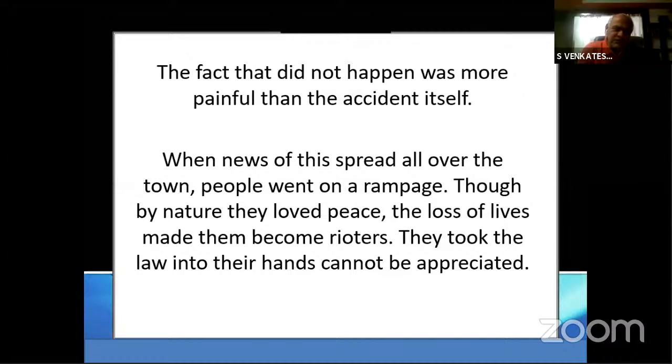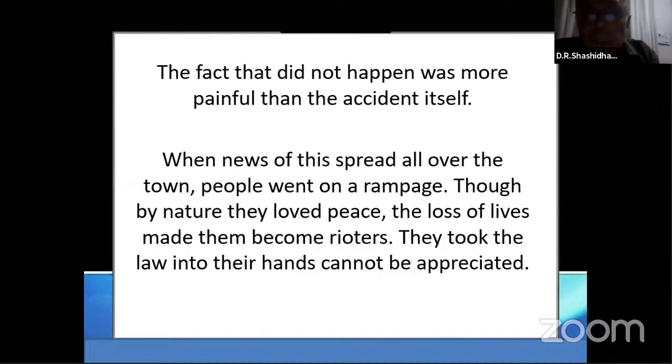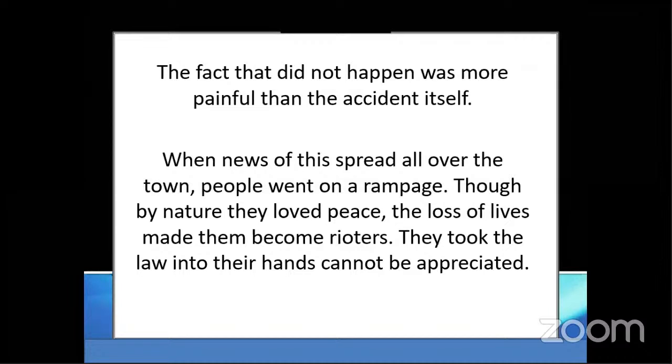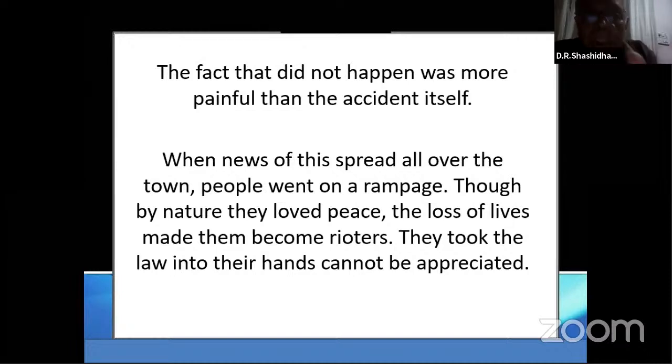I want to make it pinpointed, really bang on the issue. It does get related to the previous point where we talked about the noun clause. It is the fact. What is that 'it'? It is the fact that did not happen. What did not happen? The fact that the people did not take the injured to the hospital.